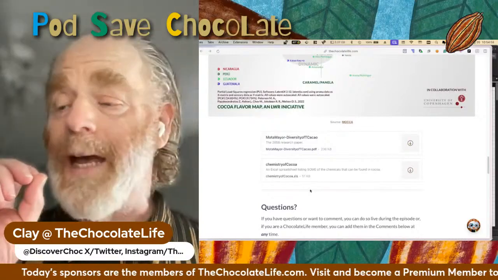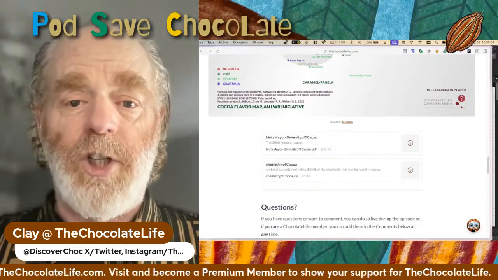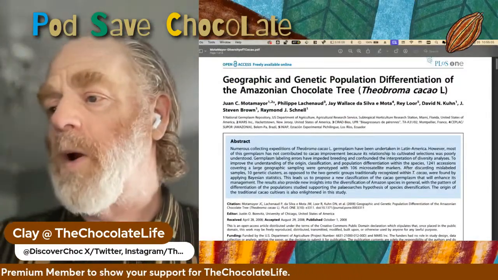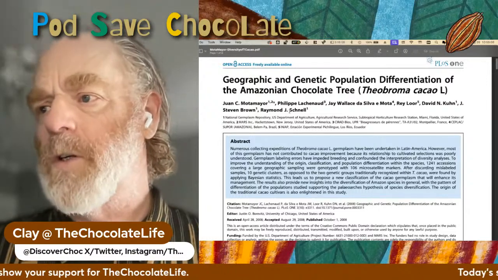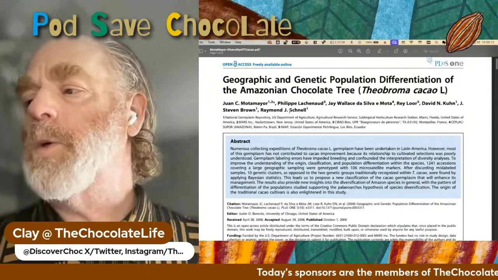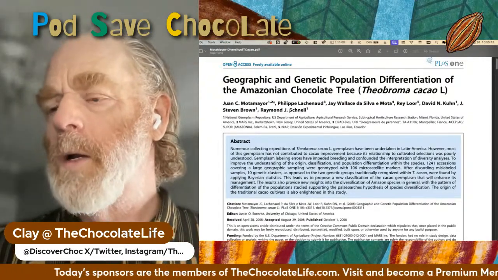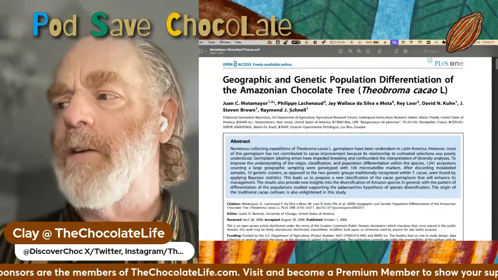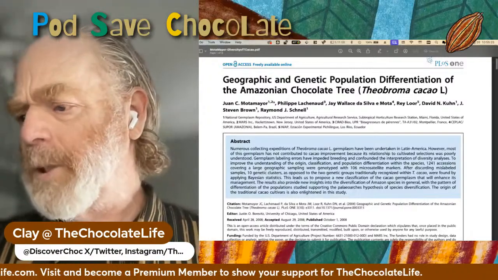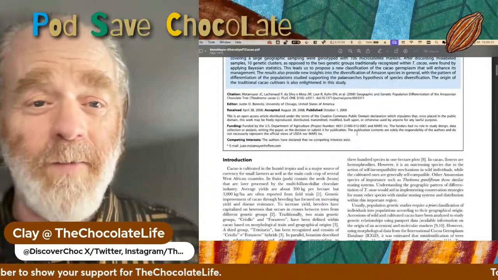I also want to let you know that there are 2 files which I've included, which I haven't shown. One of the things that I've mentioned and I want to provide reference to is this paper, which was published in 2008 by a team led by Juan Carlos Montemayor. It's called The Geographic and Genetic Population Differentiation of the Amazonian Chocolate Tree, Theobroma cacao. It's published in October of 2008. And this is important for me, right?